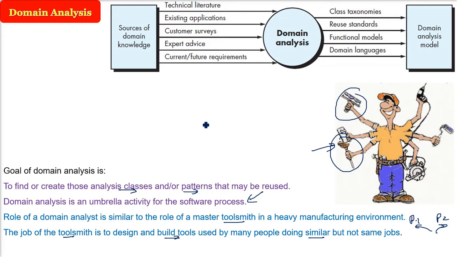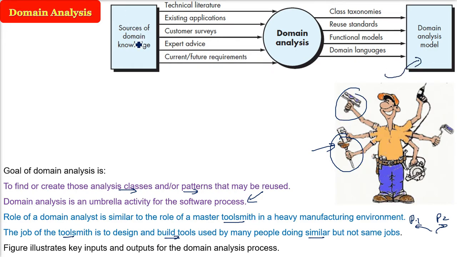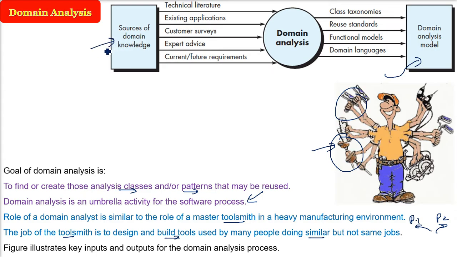If you see here, what are the inputs and the outputs you are going to get? How do you get to do the domain analysis? What are the inputs? The final output will be the domain analysis model. So the sources can be immense. Let us take an example: it is a medical science field, and you are making a software.